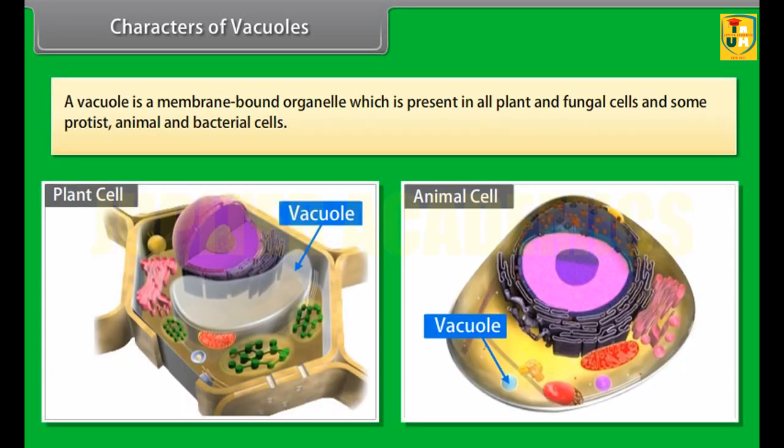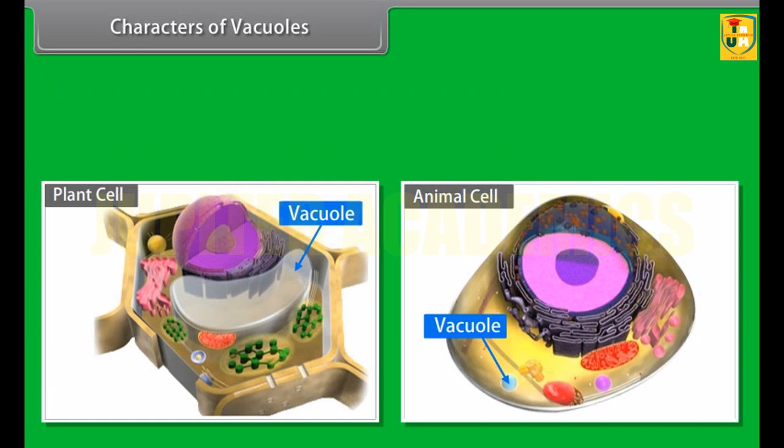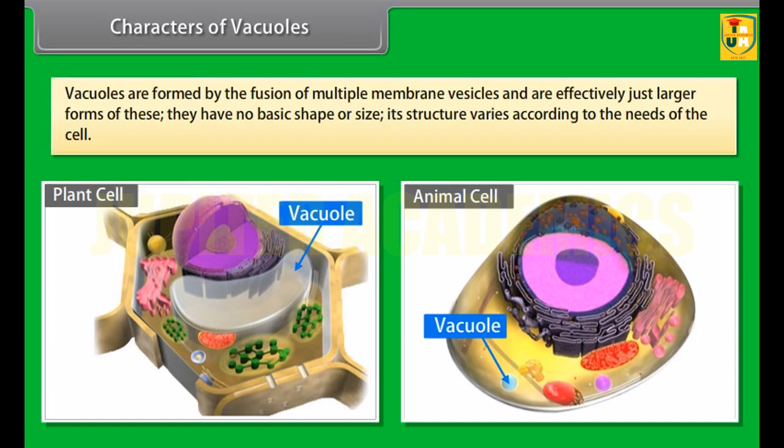Characters of vacuoles. A vacuole is a membrane-bound organelle which is present in all plant and fungal cells and some protist, animal, and bacterial cells. Vacuoles are essentially enclosed compartments which are filled with water containing inorganic and organic molecules, including enzymes in solution, though in certain cases they may contain solids which have been engulfed. Vacuoles are formed by the fusion of multiple membrane vesicles and are effectively just larger forms of these. They have no basic shape or size. Its structure varies according to the needs of the cell.